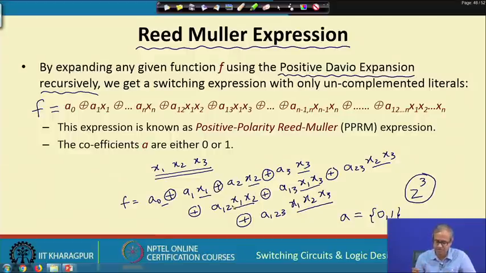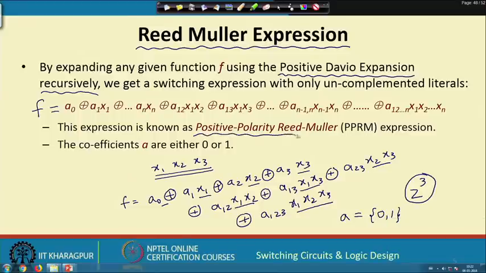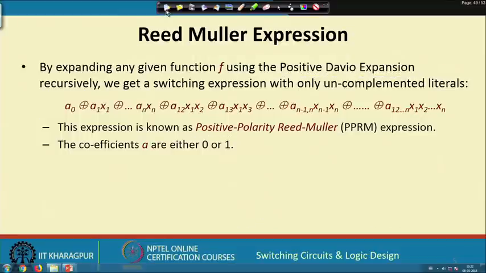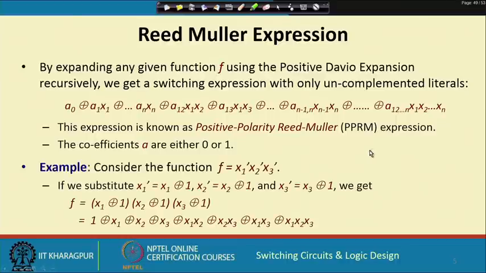This is actually what is referred to as positive polarity Reed Muller expansion. Positive polarity means all the variables appear in uncomplemented forms. Okay. This is the basic idea. So, let us take an example here. Suppose I have a function like this, I want to express this in the positive polarity form.